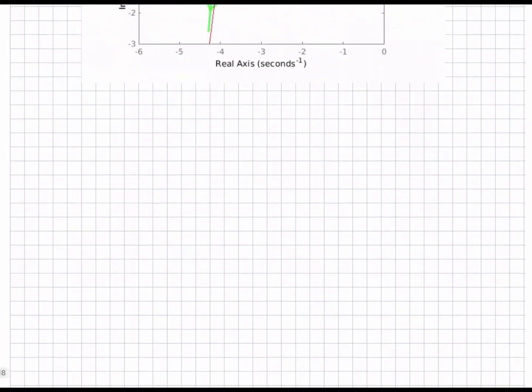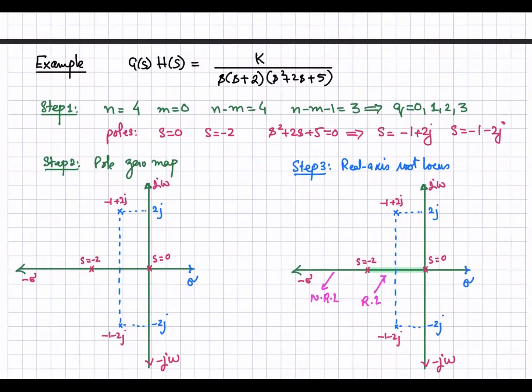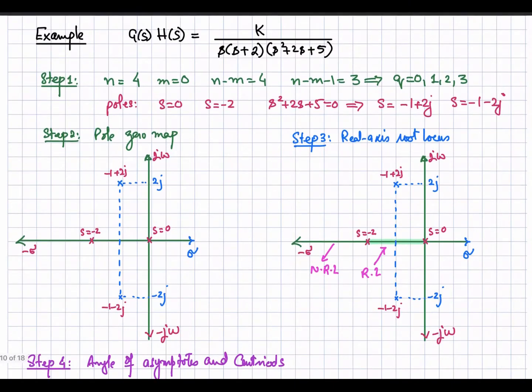Okay, so now the next example. The transfer function given to us is k over s into s plus 2 into s square plus 2s plus 5. There are 4 poles, there is no zero. So there are 4 poles, no zeros. The number of loci going towards infinity will be equal to 4. And for asymptotic angles, we can use this one, n minus m minus 1, which is 3. So q will be 0, 1, 2 and 3. There will be 4 asymptotes.